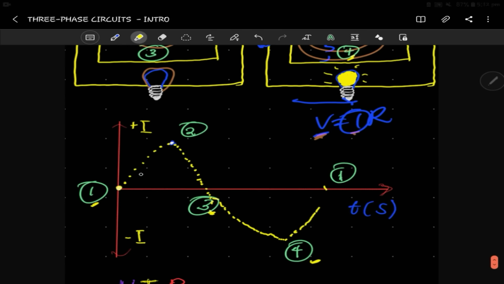So this right here is 1 cycle, right? This one right here is 1 cycle. So basically that's what happened.